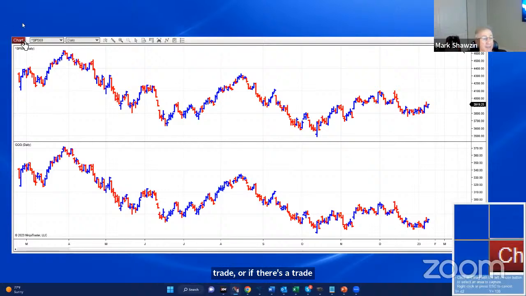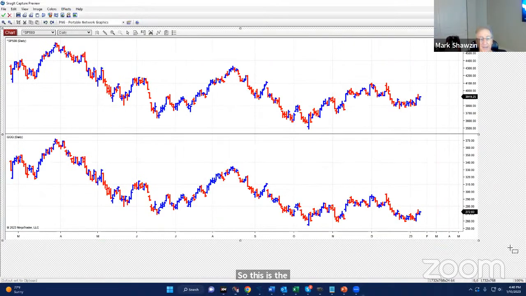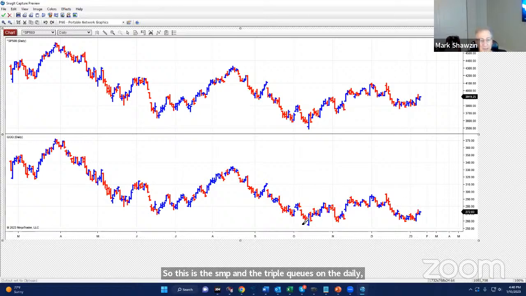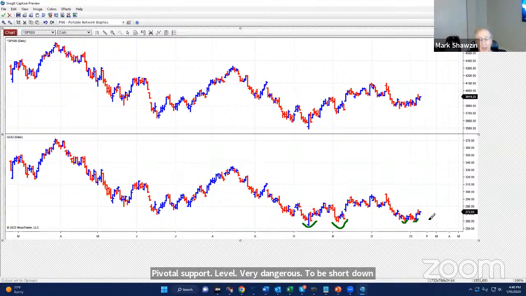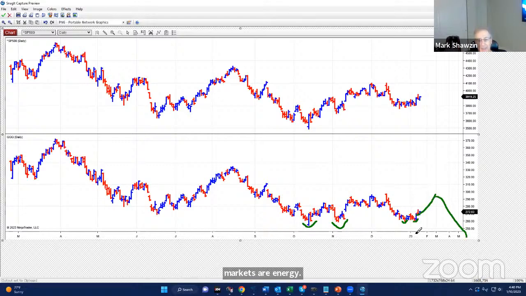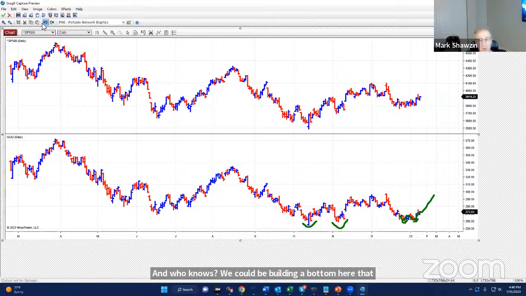So this is the S&P and the triple Qs on the daily. And you can see we're at this very pivotal support level. Very dangerous to be short down here. Everybody's bearish. But my whole thing is markets are energy. You have to kind of pull back on the elastic band in order for markets to go again and build that energy. And who knows? We could be building a bottom here that could go a lot longer than people think. So this is why you have to entirely look at price and position your trades accordingly.